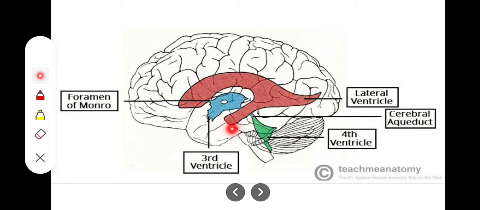The lateral ventricle is connected with the third ventricle by the foramina of Monro, or the interventricular foramina. The third ventricle is connected with the fourth ventricle by way of the cerebral aqueduct, and the fourth ventricle is connected with the central canal downwards. In this video, we'll take a look at the lateral ventricle exclusively.